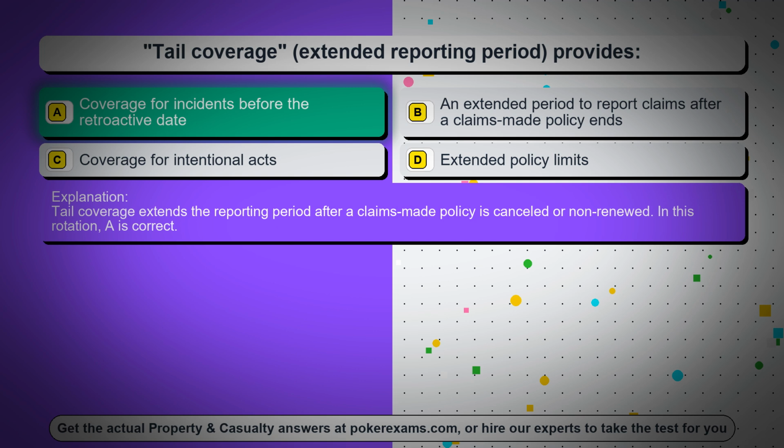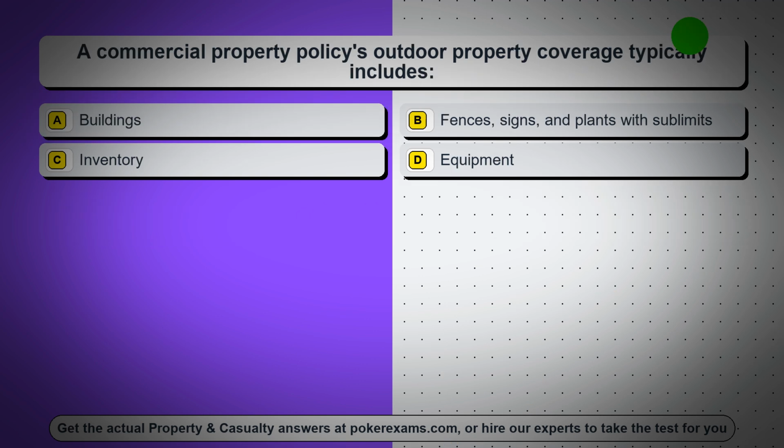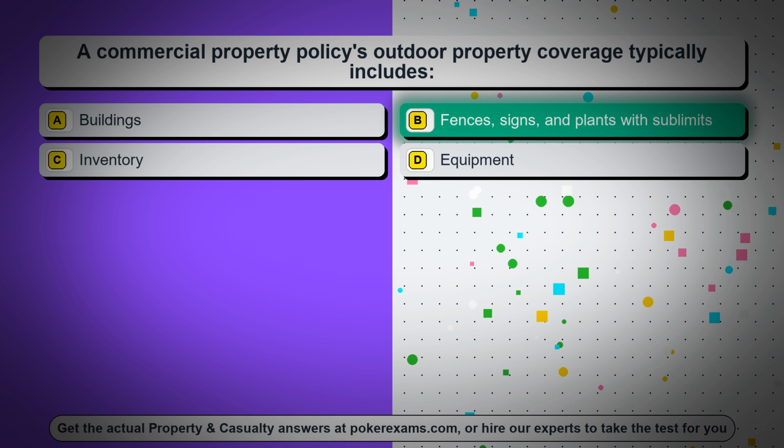Tail coverage extends the reporting period after a claims-made policy is cancelled or non-renewed. In this rotation, A is correct. Question 61. A commercial property policy's outdoor property coverage typically includes, option A, buildings, option B, fences, signs, and plants with sublimits, option C, inventory, option D, equipment. The correct answer is option B, fences, signs, and plants with sublimits.